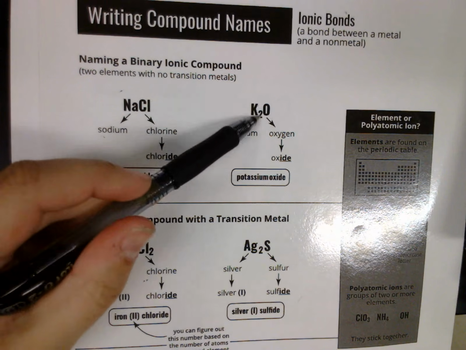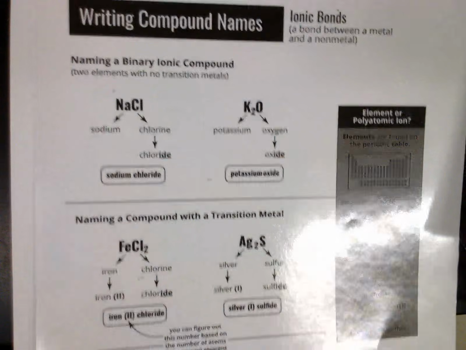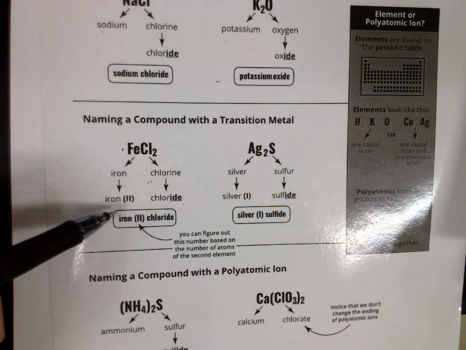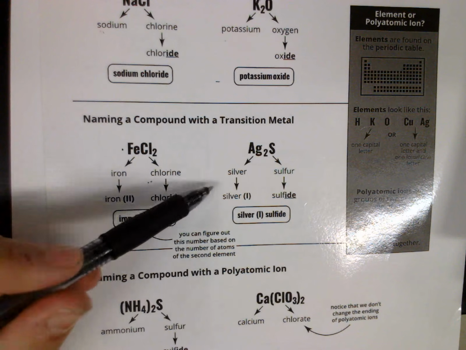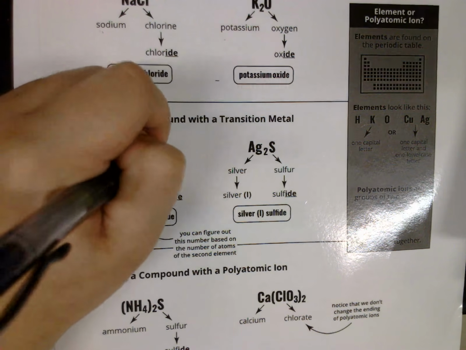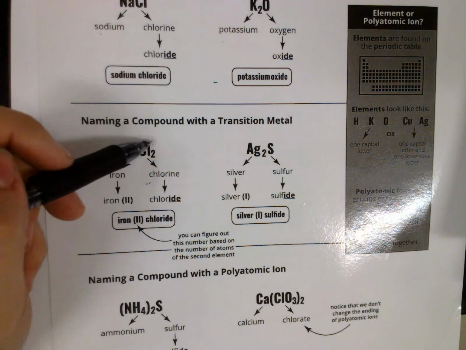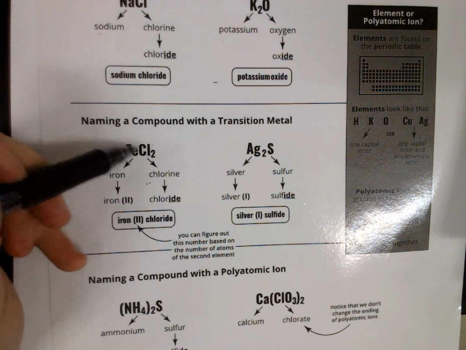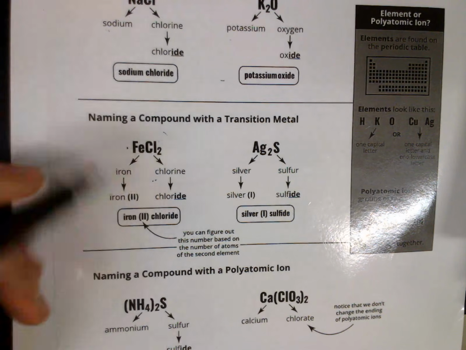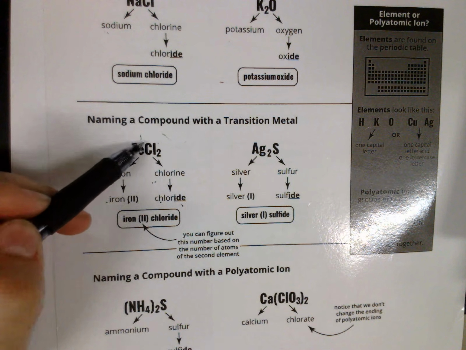We identify the element symbol's name and change the last few letters to IDE. Same thing if I have multiples. That first one is just potassium, and my second one is oxide. If I have a transition metal like iron, I am going to have to tell the person how many or what my charge is. So in this case, I have a charge of -1 on chlorine, and I have 2 of them, so I have a total charge of -2. And I need a +2 over here to balance that out to equal 0. So I'm going to have iron(II) chloride because I have to have that charge of 2 and tell the world.